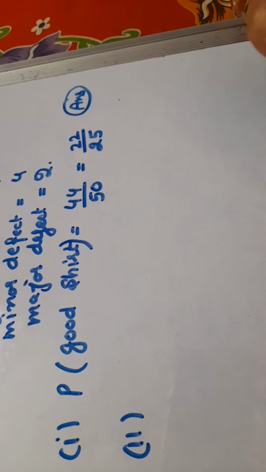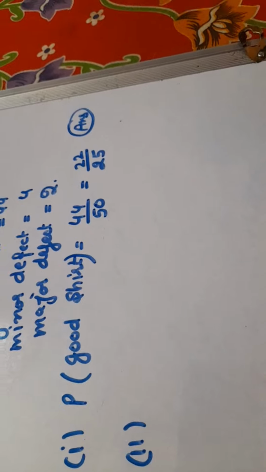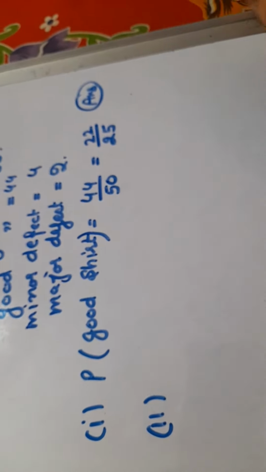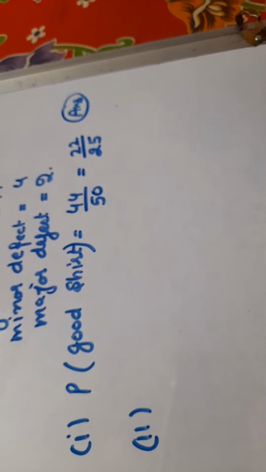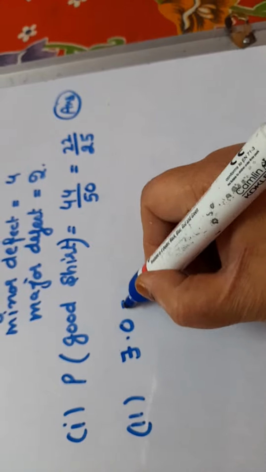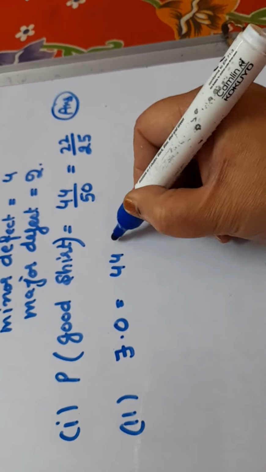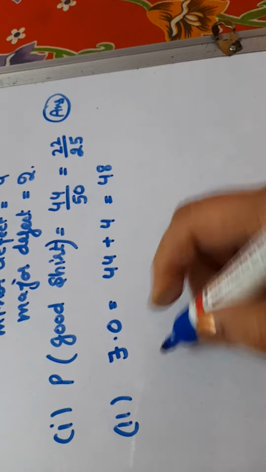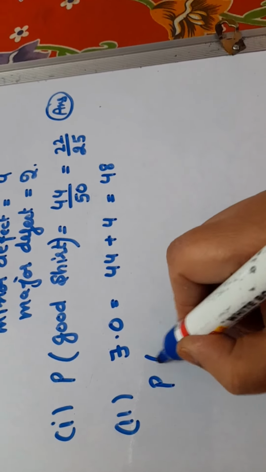Second part is, it is acceptable to the trader who rejects only a shirt with major defects. Means he will accept all those shirts which are good and which have minor defects. So favorable outcomes will be good shirts 44 and minor defects 4. So favorable outcomes 48.